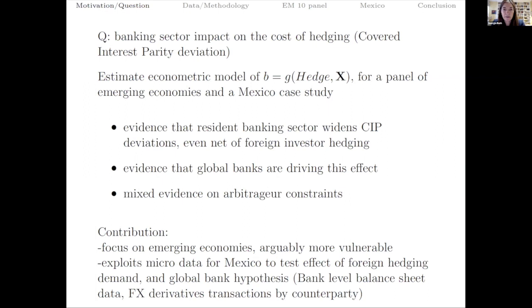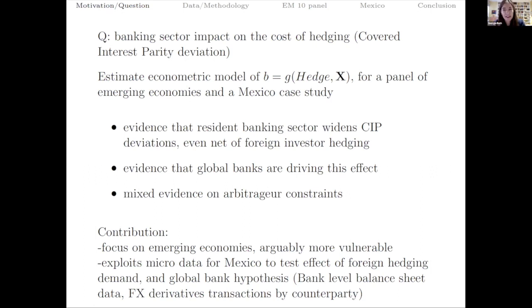And I do this in a panel of emerging economies, as I mentioned, and also an in-depth Mexico case study where I have supervisory data that I can exploit. And just to give you a preview of the results, there is evidence in both the panel and the case study that the resident banking sector's currency mismatch is associated with wider CIP deviations.